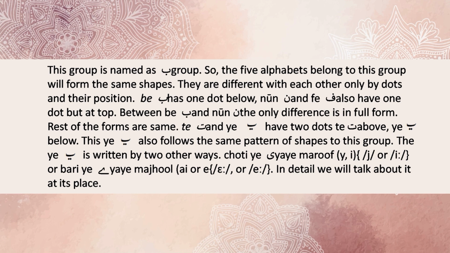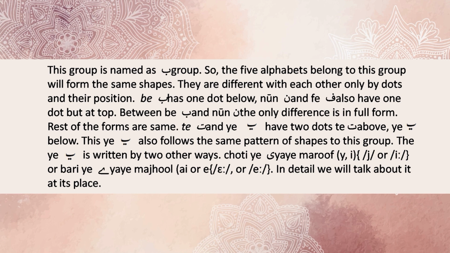Noon and fe also have 1 dot, but at the top. What is the difference between be, noon and fe? The difference, particularly between be and noon, is in the dots. Be has 1 dot, noon has 1 dot, but be has 1 dot below and noon has 1 dot above. This is the basic difference between be and noon.